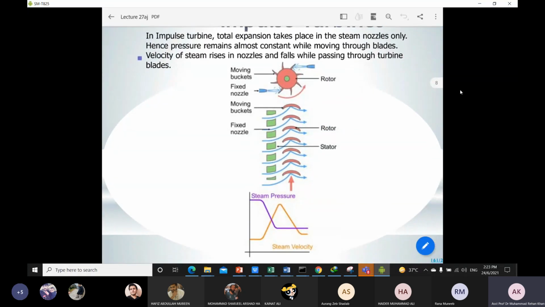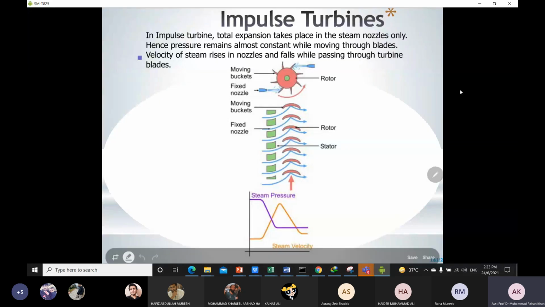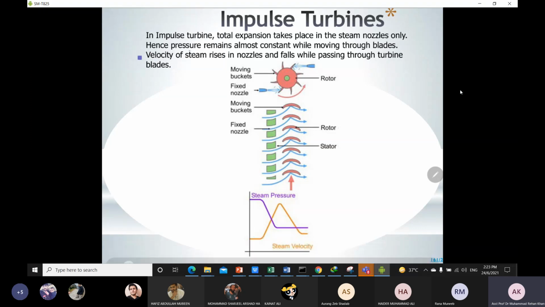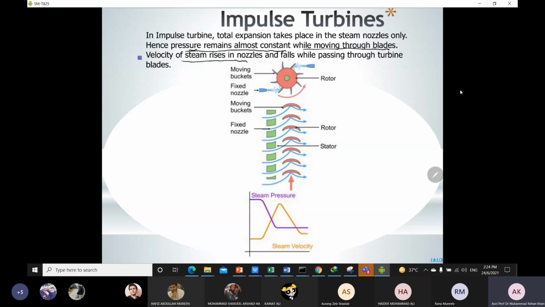In an impulse turbine, the total expansion takes place in the steam nozzles only. As you already know, nozzles are expansion devices, so the pressure decreases in the nozzle. Hence the pressure remains constant while moving through the blades. This is the important point: your pressure only changes in the nozzle in the case of an impulse turbine. The pressure remains constant while moving through the blades, which are the moving blades. The velocity of steam rises in the nozzle and falls while passing through the turbine blades.